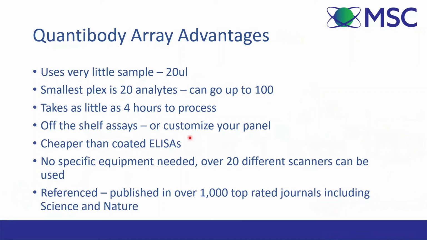So some advantages of the Quantibody array. This system uses very, very little sample. You're looking at 20 microliters. The smallest plex they have, so the smallest number of targets, is 20 analytes, and it can go up to 100. It takes as little as 4 hours to process. You can either use off-the-shelf assays or you can customize your panel. It's cheaper than coated ELISAs. There's no specific equipment required. There's over 20 different scanners that can be used, and I know that there's at least one scanner in the majority of universities in Ireland. And it's been well referenced, published in over 1,000 top-rated journals, including Science and Nature.